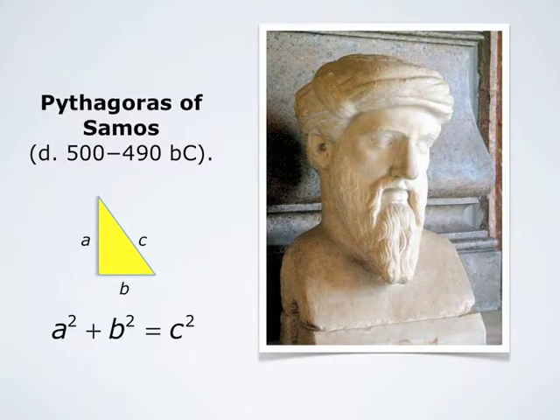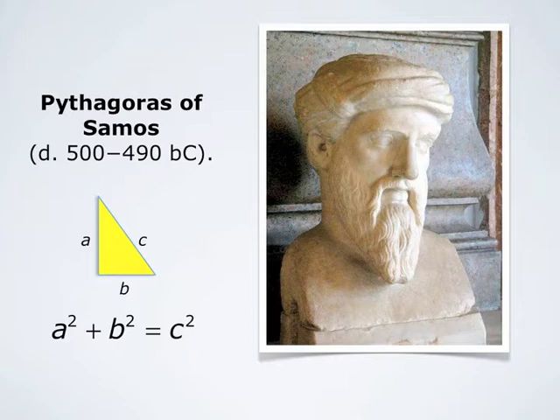Pythagoras of Samos died approximately 500 to 490 before Christ. He is credited with the theorem which says that for a right-angled triangle whose hypotenuse has the length c and the shorter sides have the lengths a and b, a squared plus b squared equals c squared. This is a theorem that every high school student knows, or at least should know.